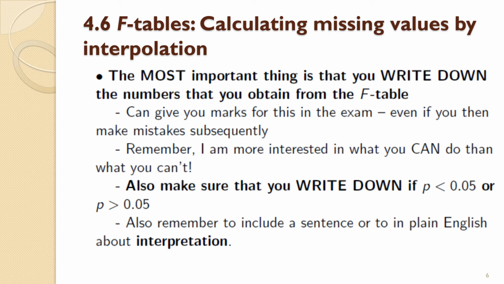The way I try to phrase this very earnestly and very positively in lectures in person is to say that I'm more interested in what you can do than what you can't, and if you write everything down, then I can see exactly what you can do, and give you more credit. Also make sure you write down if p is less than 0.05 or p is equal to 0.05. So the idea is that you can sometimes do this if you were doing a written question in the exam and running out of time, and also in a question in the exam, write a sentence or two in plain English about interpretation, which could give you marks.